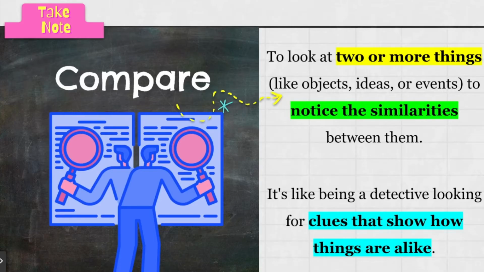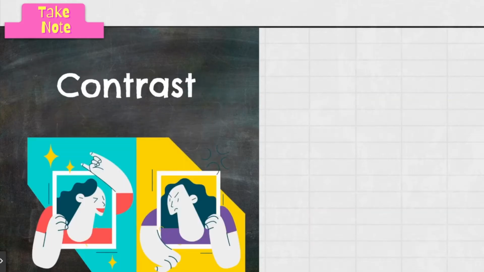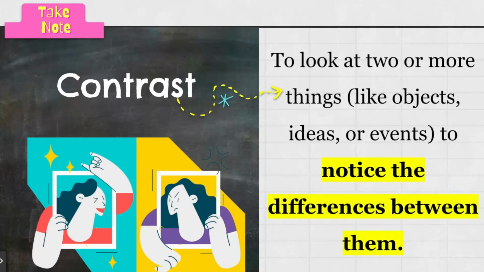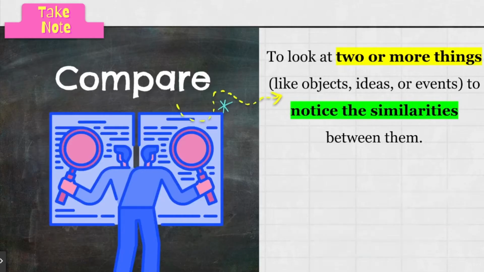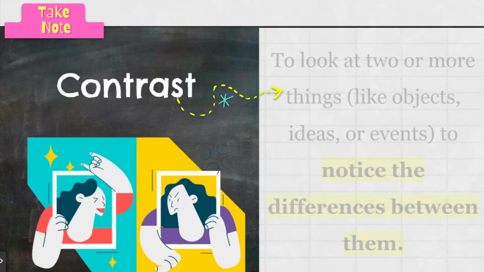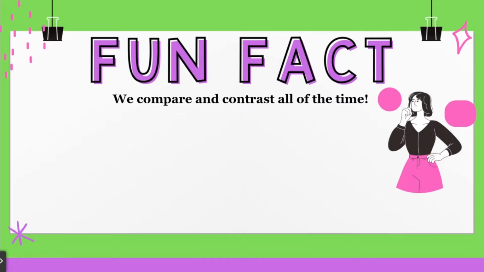And then on the flip side, on the opposite side, we have contrast. Contrast, again, if it's the flip side, means that we're looking at two or more things, objects, ideas, events, characters, and we're noticing the differences between them. So compare is similarities, contrast is when we're really looking at those differences.